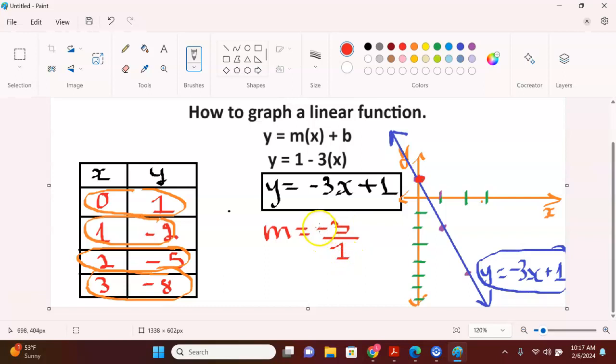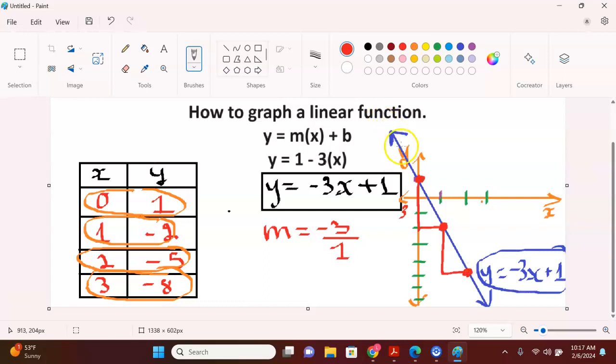But since the slope is negative, it means instead of going up, you're going to go down. So how many units are you going down? You're going to go down 3. 1, 2, 3. Okay, down 3 and then over 1. Oh wow, it's right there. It's this point 1 comma negative 2. It's on the line that we had earlier. You can also go down 1, 2, 3, and then over 1. And it's also right on this point, which is 2 comma negative 5.